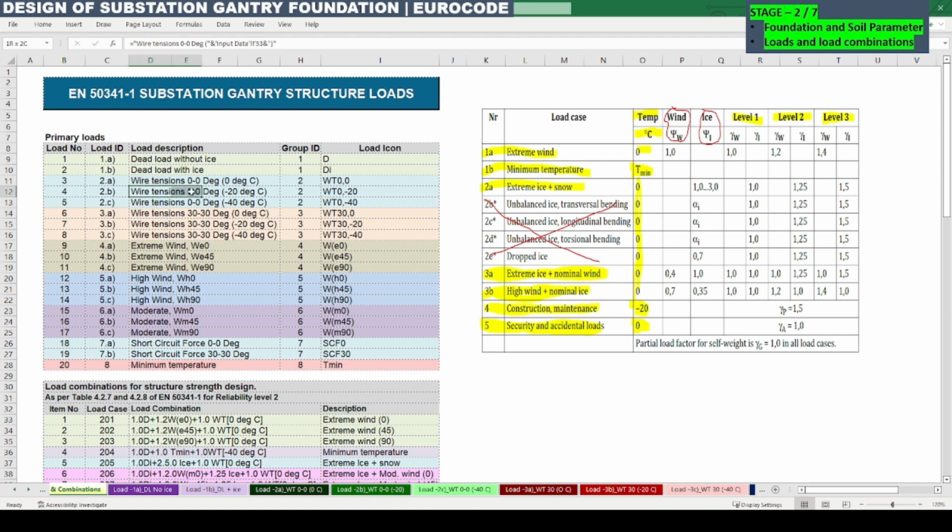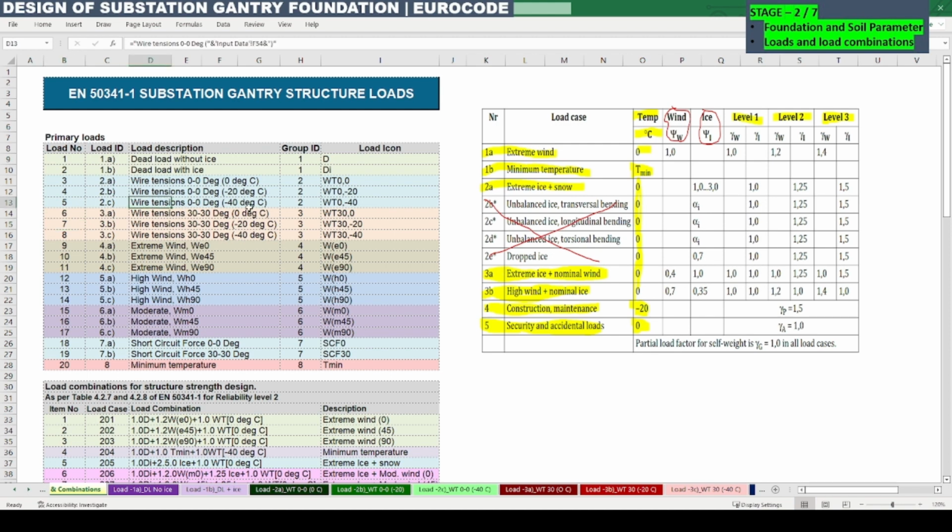Why is it so? Because this minus 20 degree Celsius is applicable only for the construction and maintenance activities. We are going to design our foundation for the entire lifespan. These construction and maintenance activities will happen in a short period or once in a while, so the frequency of the construction and maintenance load is very nominal, and we can ignore this minus 20 degrees Celsius also while designing a foundation.